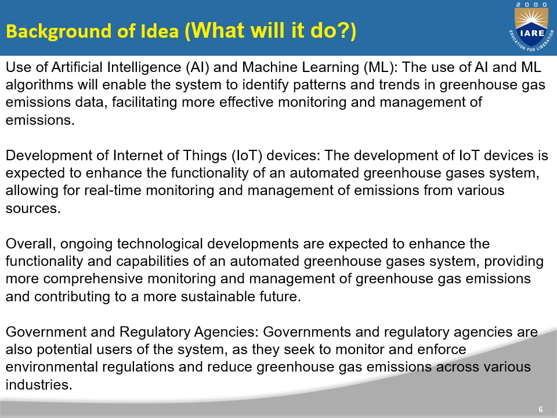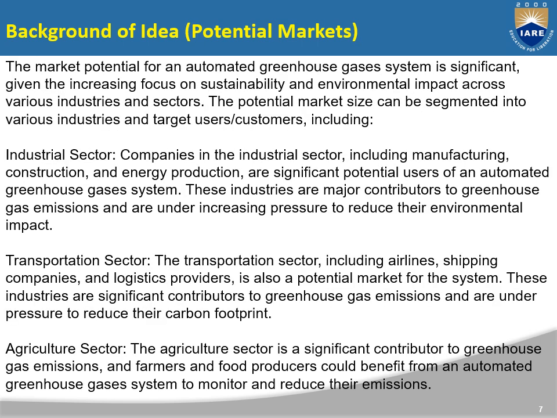Government and regulatory agencies. These are also potential users of the system as they seek to monitor and enforce environmental regulations and reduce greenhouse gas emissions across various industries. Potential markets. The market potential for an automated greenhouse gases system is significant, given the increasing focus on sustainability and environmental impact across various industries and sectors.